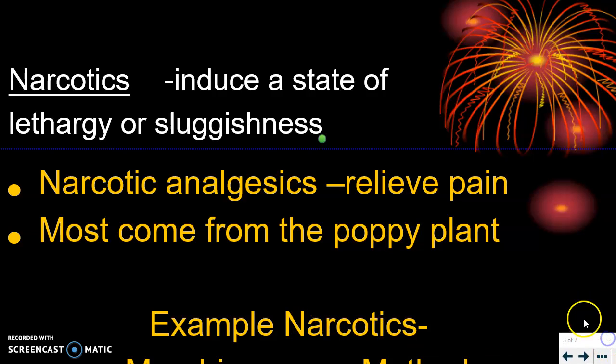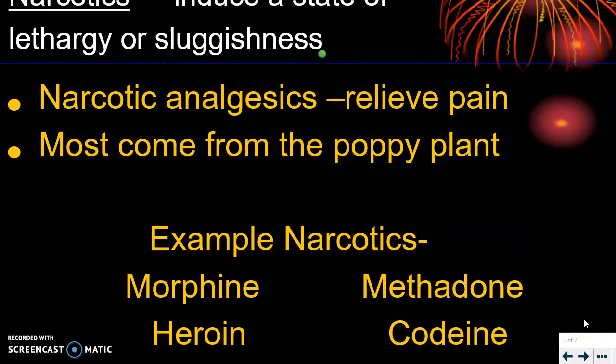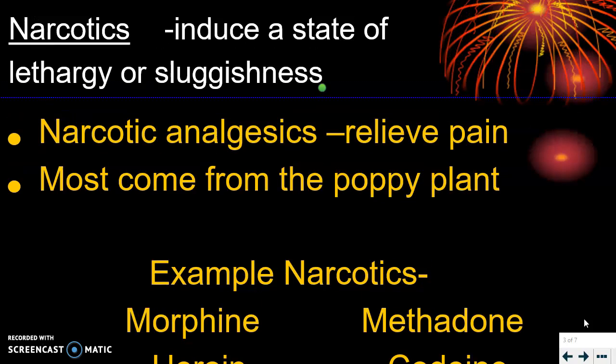So the first category is narcotics. Narcotics induce a state of lethargy or sluggishness. That's what they cause in the body. Most narcotics are analgesics, which means they relieve pain, and they come from the poppy plant. So most of the time when you're talking about narcotics, you're talking about some type of pain reliever. And then the adverse effect usually is lethargy or sluggishness.